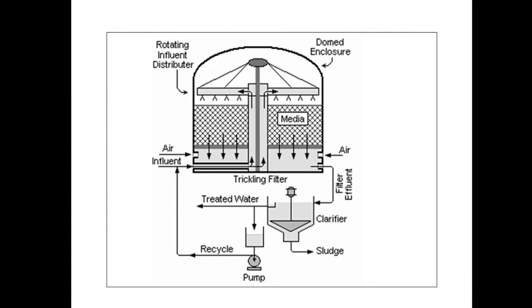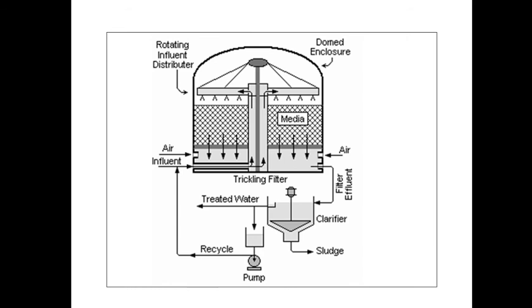Okay, so this is the trickling filter. You can see the rotating influent distributor which distributes the wastewater and sewage, then the dome enclosure, then the filtered effluent, then the air supply, air influent, then treated water, then the recycle, clarifier, and sludge and media. These are the different parts of the trickling filter.